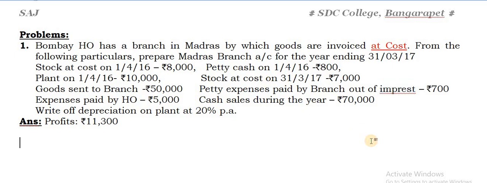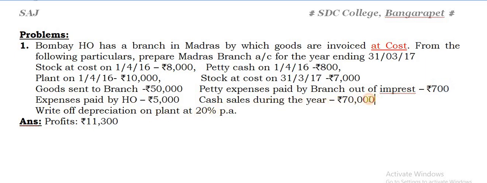700 on debit side. Next, expenses paid by head office 5,000. So along with this 5,000, you take even 700 also on debit side under the head bank account.